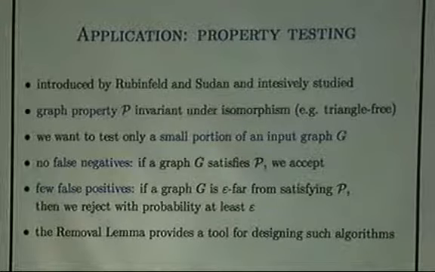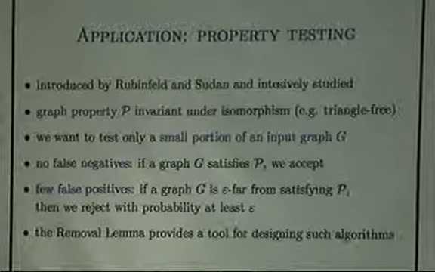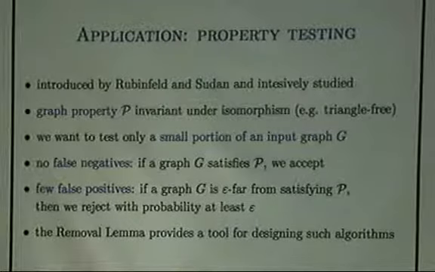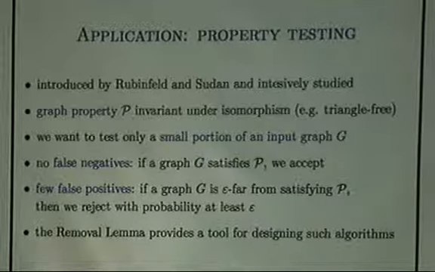And if it doesn't have this property, and doesn't have it in a strong sense, but it's something which is called epsilon far, meaning that if you want to change graph G to have the property P, you have to change, either include or remove, more than epsilon times n squared edges. So you have to change a big part of the graph. So if you have to change a big part of your graph, then the graph is said to be epsilon far, and if your graph is epsilon far from having the property P you're interested in, then you should reject.